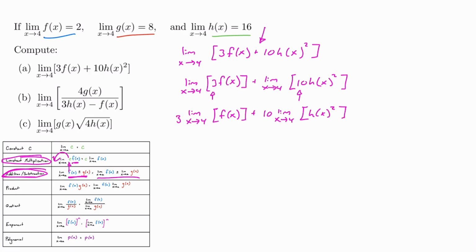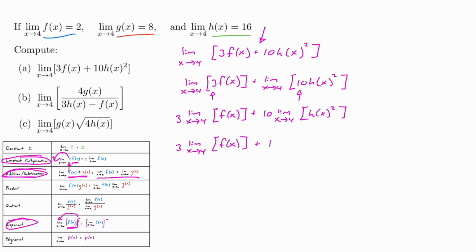We can split this apart one more time with our exponent rule down here, which says that if we've got a limit of a function raised to the power of n, we can move that limit inside the power, so our n can come outside and surround the entire limit. So here we've got 3 times the limit as x approaches 4 of f of x. This stays the same.